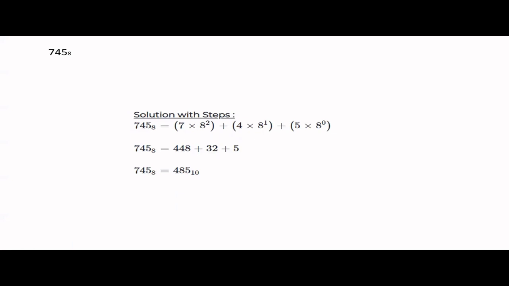Next number, 745, right? 745, just write it. And then you write the weighting factors, 8 to the power 0, 8 to the power 1, 8 to the power 2. So here, 1 into 5 is 5. Here it's 8 into 4 is 32. Here it's 8 to the power 2 is 64. 64 into 7 is 448. You add everything and then you can get the answer.